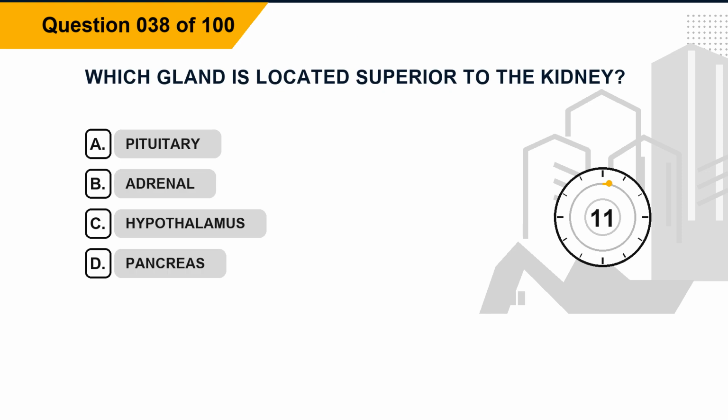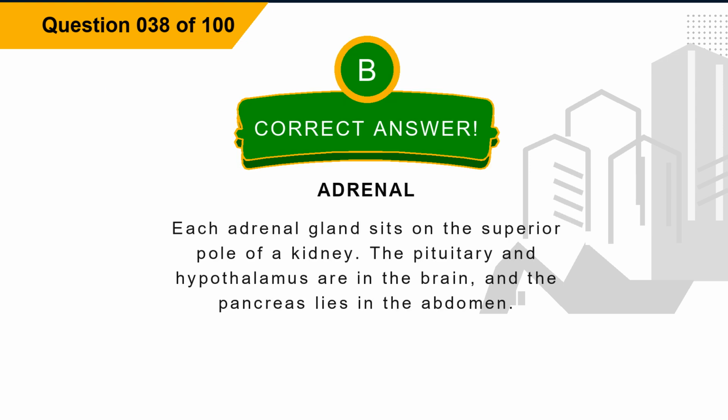Question 38. Which gland is located superior to the kidney? Option A. Pituitary. Option B. Adrenal. Option C. Hypothalamus. Option D. Pancreas. The correct answer is option B. Adrenal. Explanation. Each adrenal gland sits on the superior pole of a kidney. The pituitary and hypothalamus are in the brain, and the pancreas lies in the abdomen.